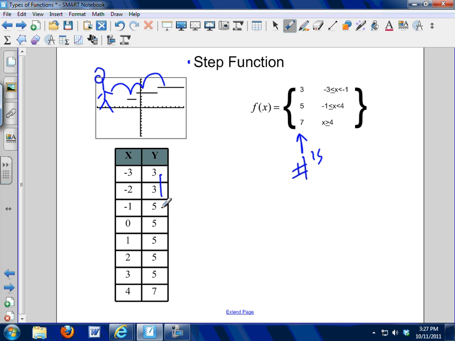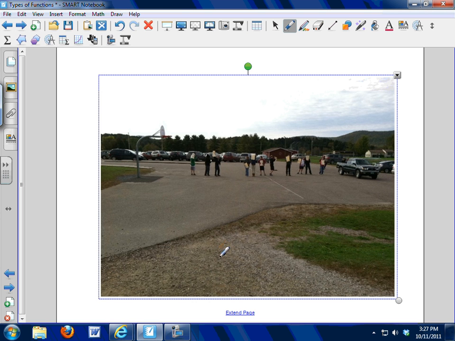Boom, 3 for a little while, then 5 for a little while or longer, and then 7 from there on in. Any number after here would be 7. We made a step function when we were outside.